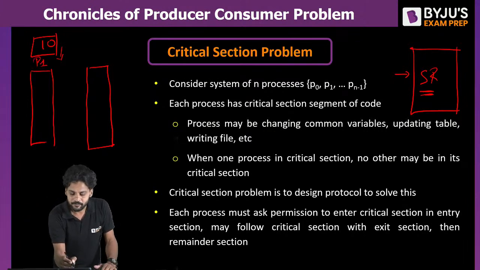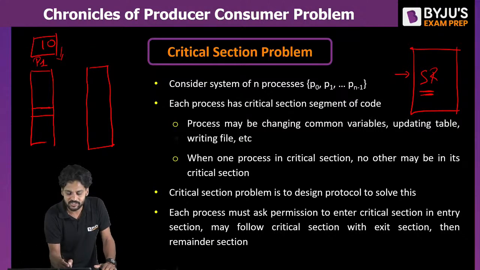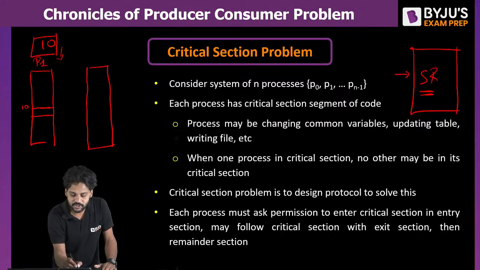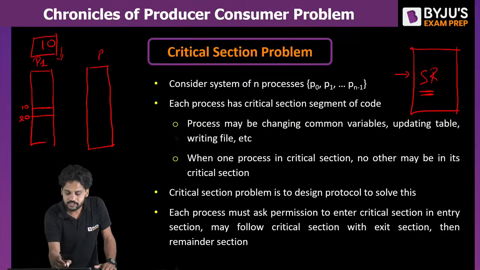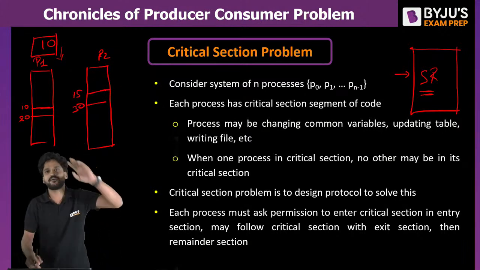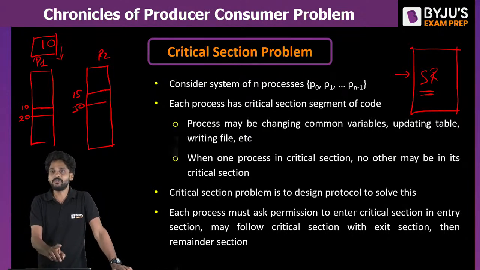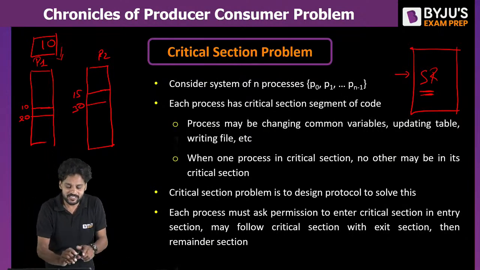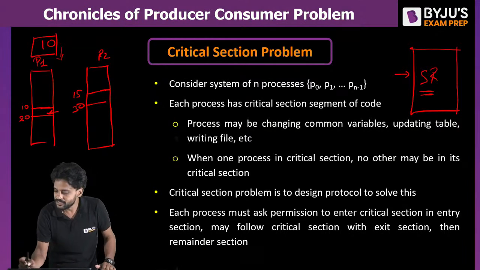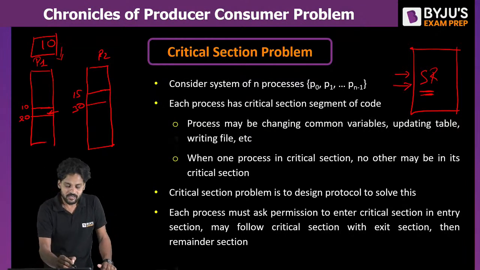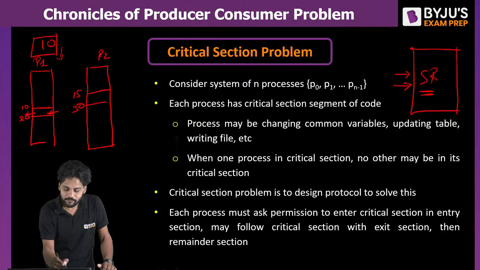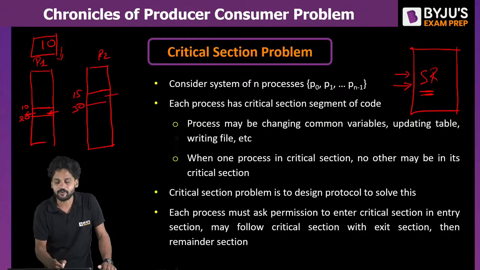For process P1, let us say the section of the code in which the shared region is accessed is from the 10th instruction to the 20th instruction. For process P2, maybe from the 15th instruction to the 30th instruction. For process P3, they will be different. So we need to make sure that only one process is in that specific section where the shared region is getting accessed. This is the section of code for process 1. This is the section of code for process 2.